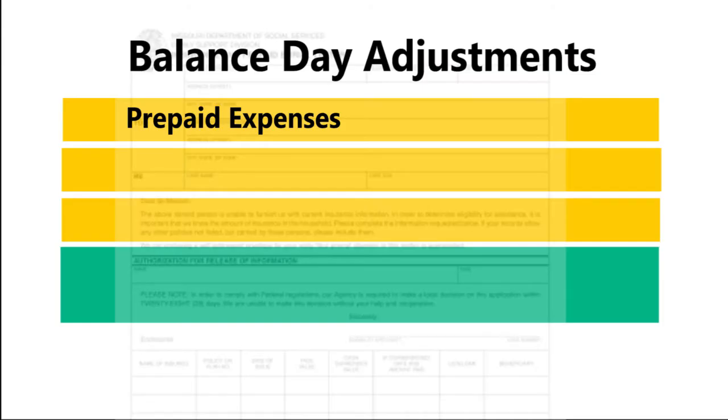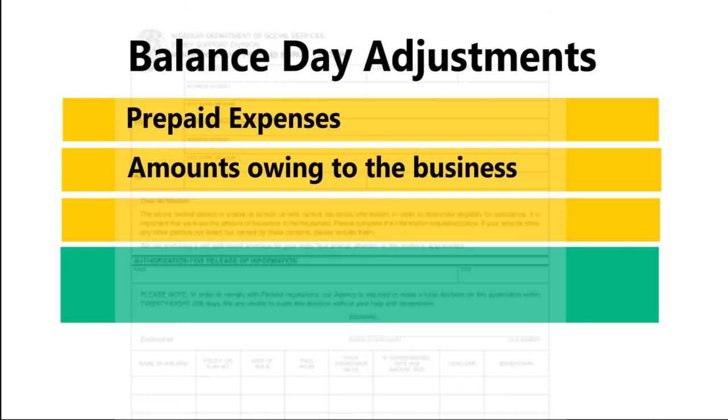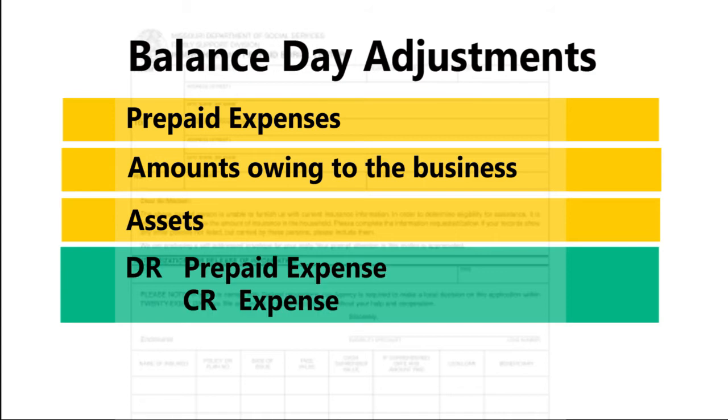Our first balance day adjustment is prepaid expenses. These are expenses paid but not yet incurred. Or in other words, they're amounts owing to the business. Therefore, they are assets. So when students understand that they are assets, they automatically debit the prepaid expense and credit the expense account concerned. Common examples of this balance day adjustment: prepaid insurance or prepaid rent.